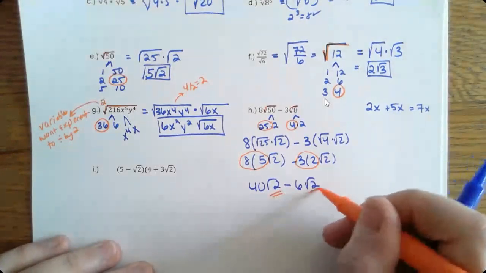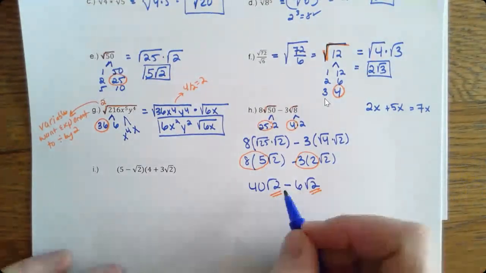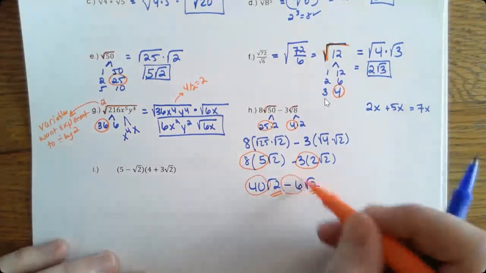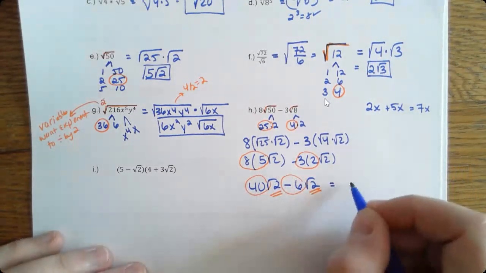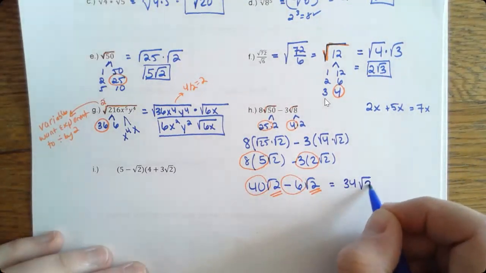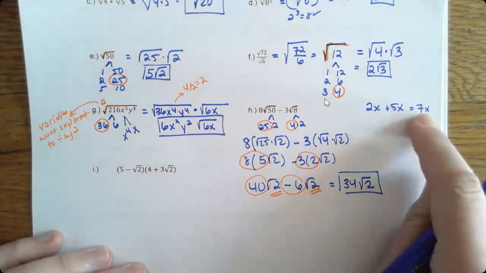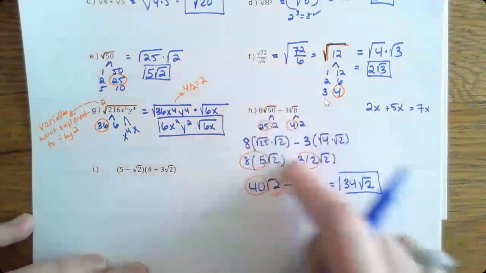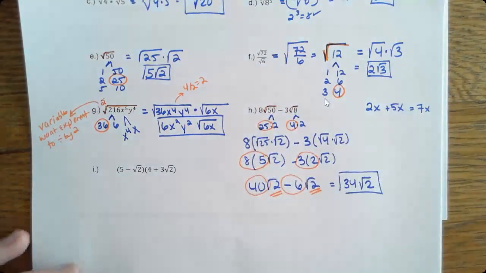Now they're the same kind of root. We call these like roots. So you just subtract. 40 minus 36 is 34. And you keep the root 2, just like you would with keeping an x. So I do need the same kind of root as well here to add and subtract.